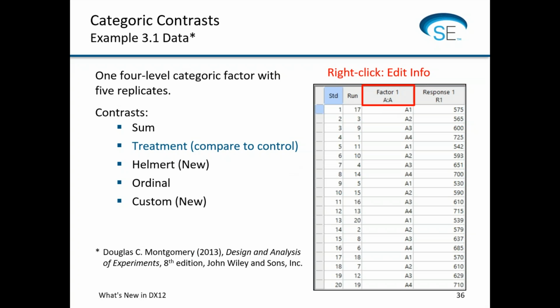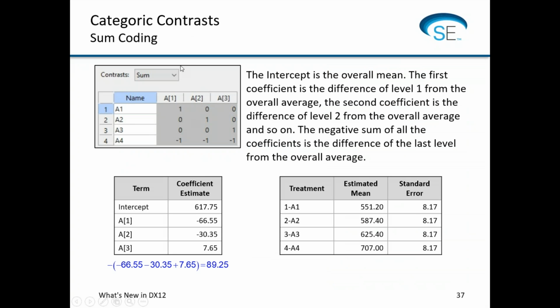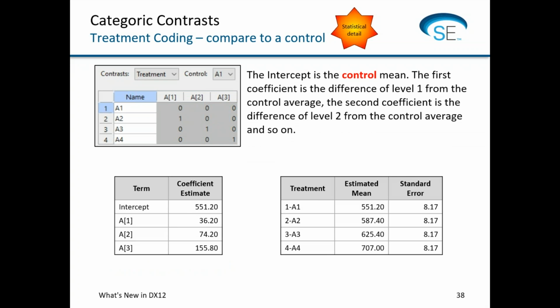And then you can get a pull-down list that allows you to choose from various options. The default is the sum option. And I'm not going to explain all of these here because I think it's a lot of statistical detail that most of you don't want. But again, download the slides and you can read all these.